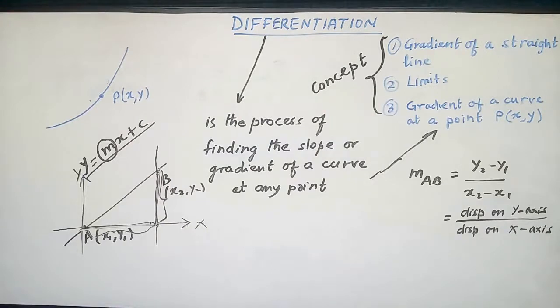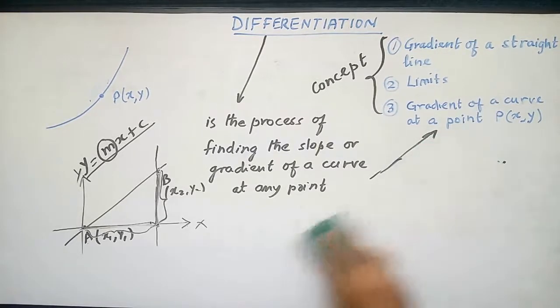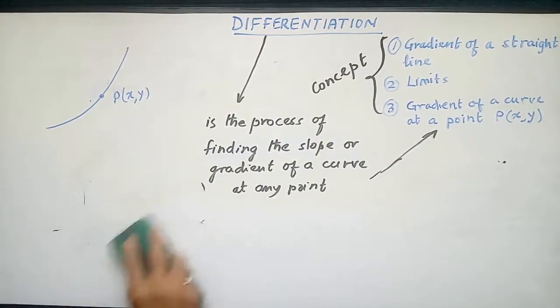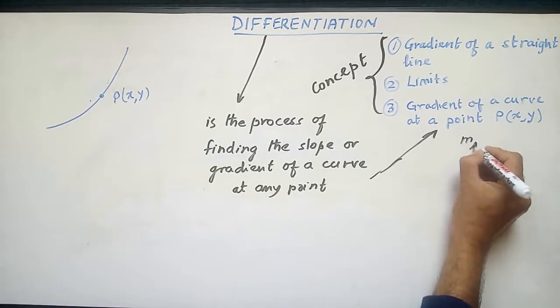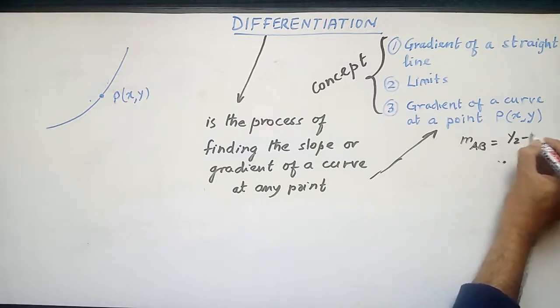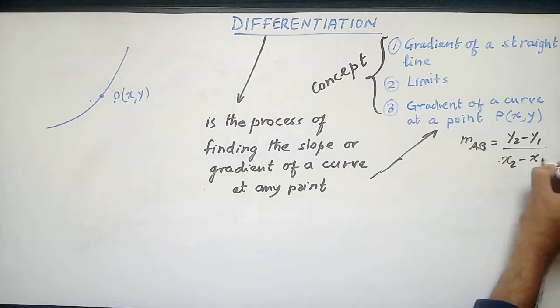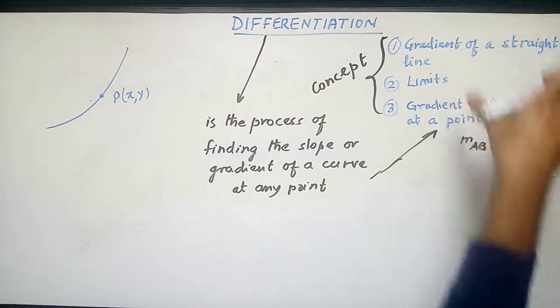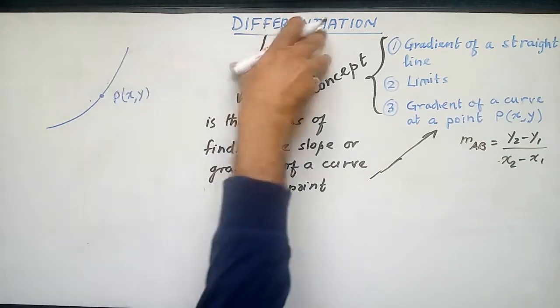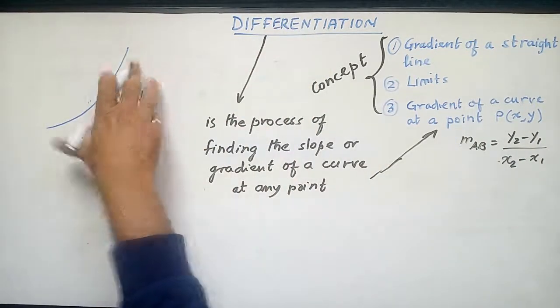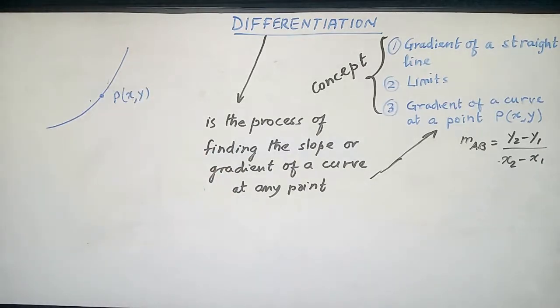Okay. Now we will come to the concept of limits. Firstly, we will be needing this formula of a straight line when we are deriving the formula for differentiation. This is a very important one, and we will be taking the concept of the gradient of a straight line into the concept of differentiation when we come to the process of finding out the slope of a curve at any point P. So now let's understand the concept of limits.